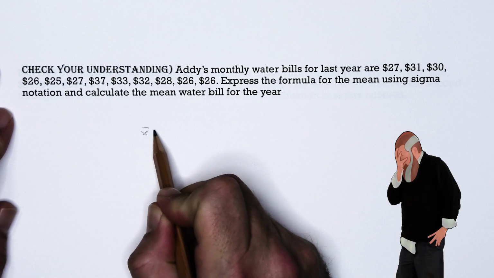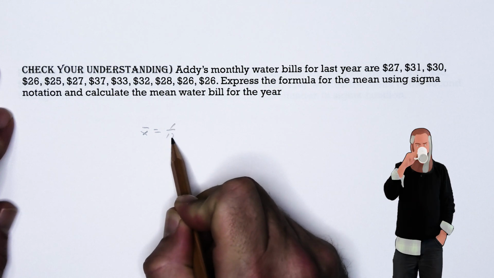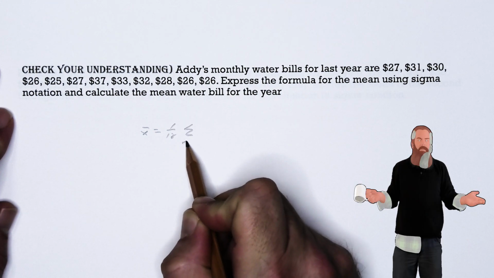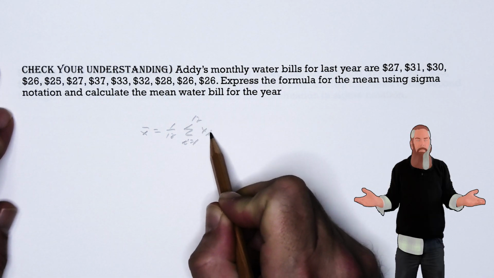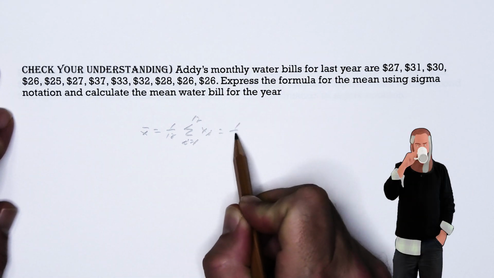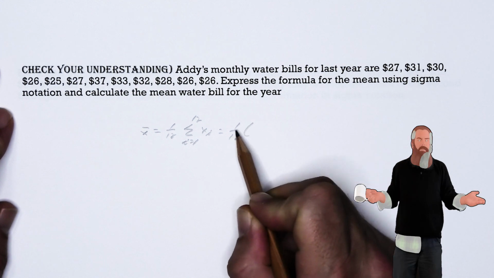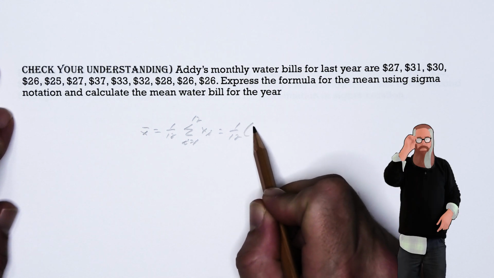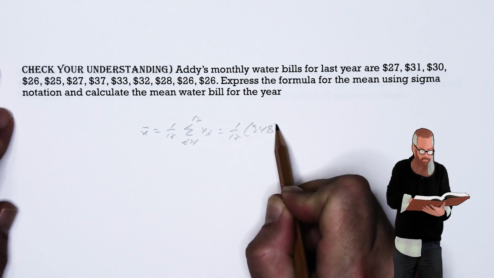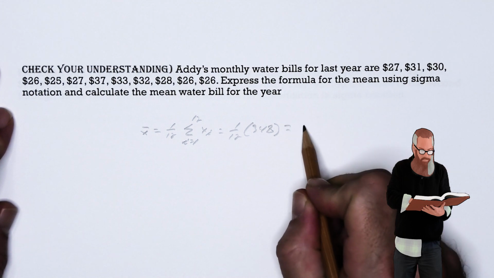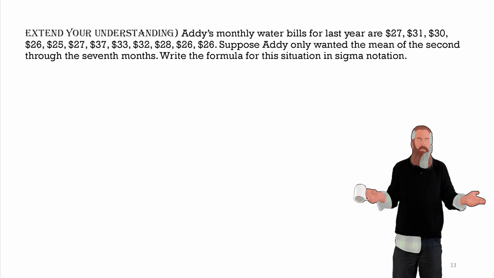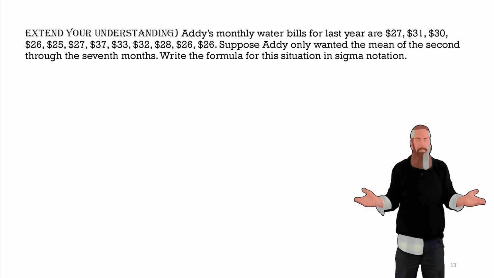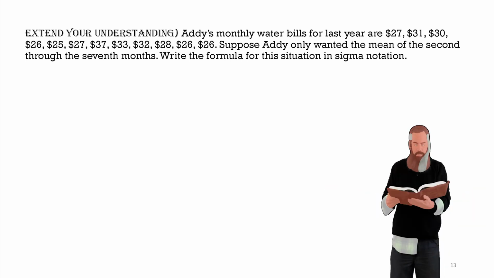This would mean that X bar is equal to 1/12 sigma from I equals 1 to 12 of X sub I. Now this is equal to 1/12 times the sum of all 12 of those numbers, which is 348, which gives us $29. Now, let's extend our understanding, with Andy's monthly water bill for the last year being the same dollar values as the last.